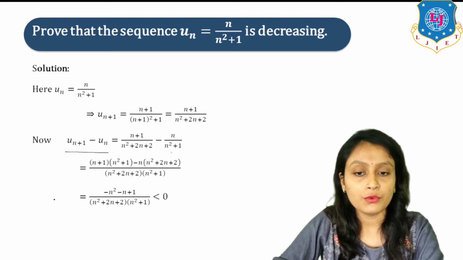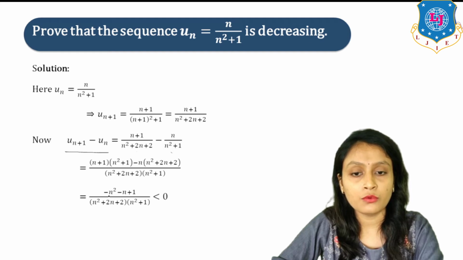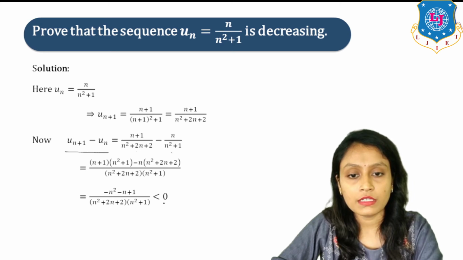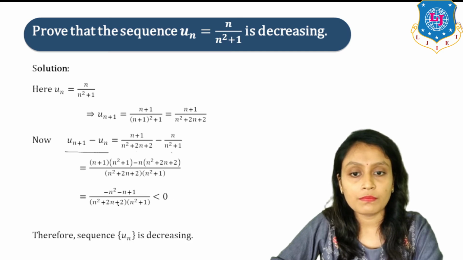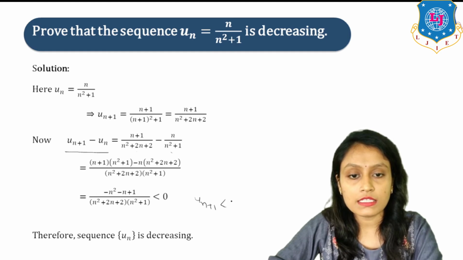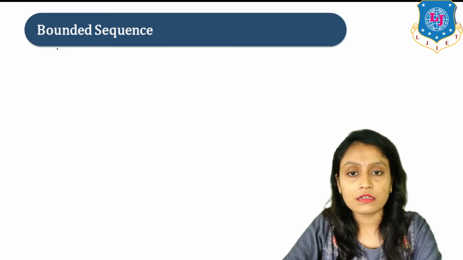So you will get u_{n+1} minus u_n is equal to minus n square minus n plus 1 upon (n square plus 2n plus 2) into (n square plus 1), which is less than 0. So here we have, u_{n+1} minus u_n is less than 0. Therefore, u_{n+1} is less than u_n. So the (n+1)th term is smaller than the nth term. Therefore, we can say that the sequence is decreasing. Okay, now let's discuss one more topic, that is bounded sequence.